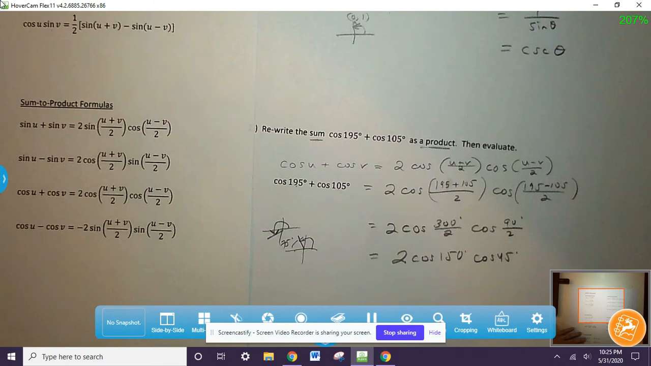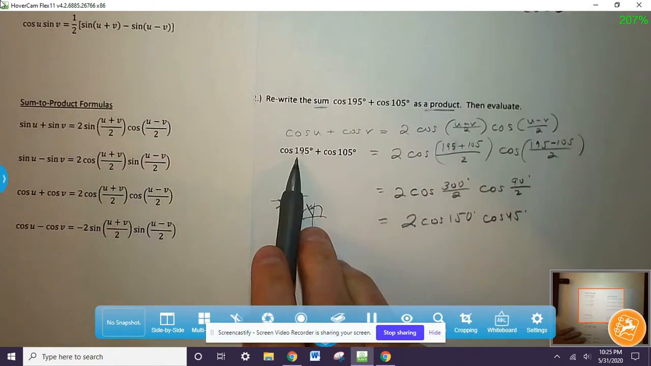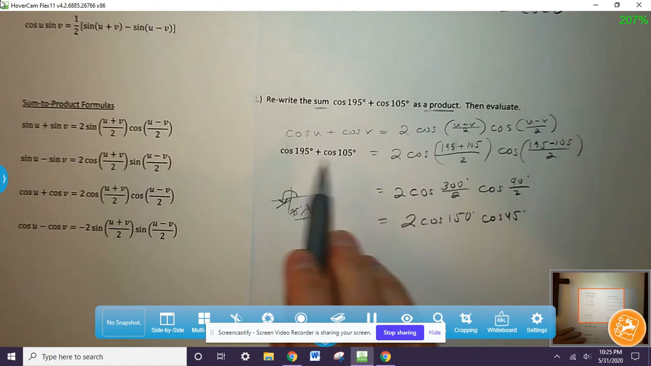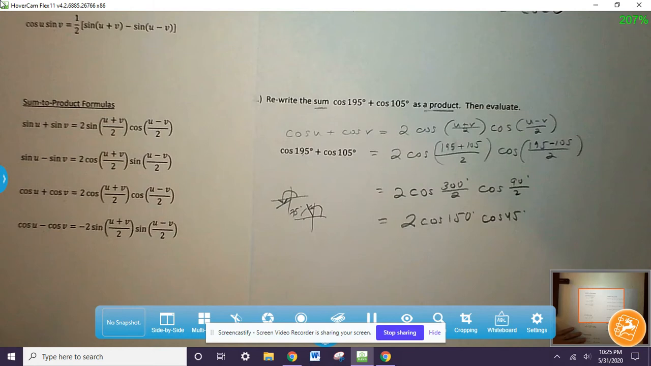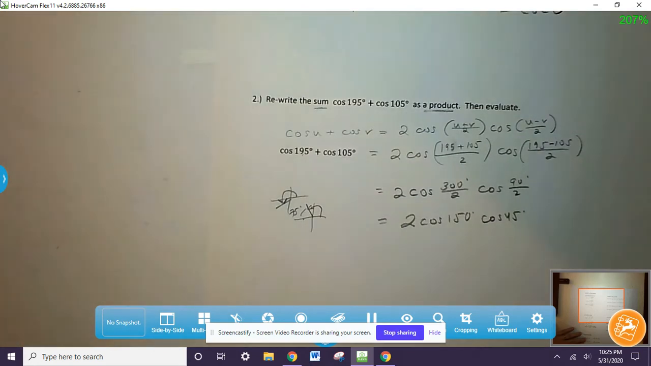And here you can see why you might actually apply this formula. We cannot evaluate either one of these right off the bat because 195 is not special and 105 is not special. But once we use our sum to product formula with these particular angles, this doesn't happen with every example out there, we actually get 2 special angles.